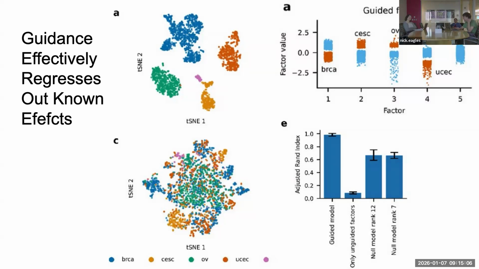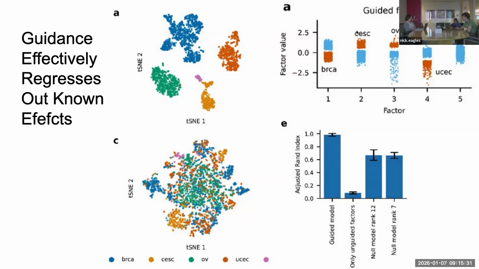So that's one way the guidance is affecting the model. Naturally, the model is not necessarily going to pick up variables that you think are important, like age or sex or cancer subtype. But if you want to regress out this effect specifically, guiding variables are effective at doing that.